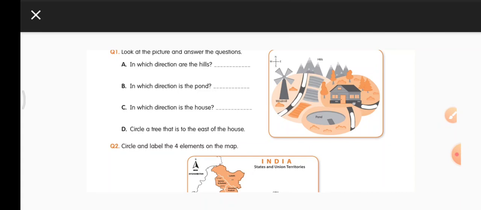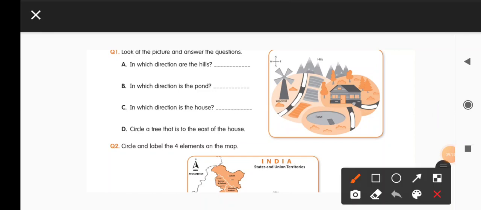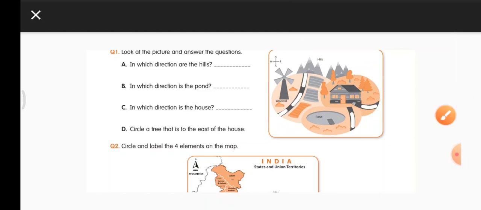Now, circle a tree that is on the east of the house. They are asking you to circle a tree, right? So, how can you do that? We'll circle a tree here, to the east direction, right.